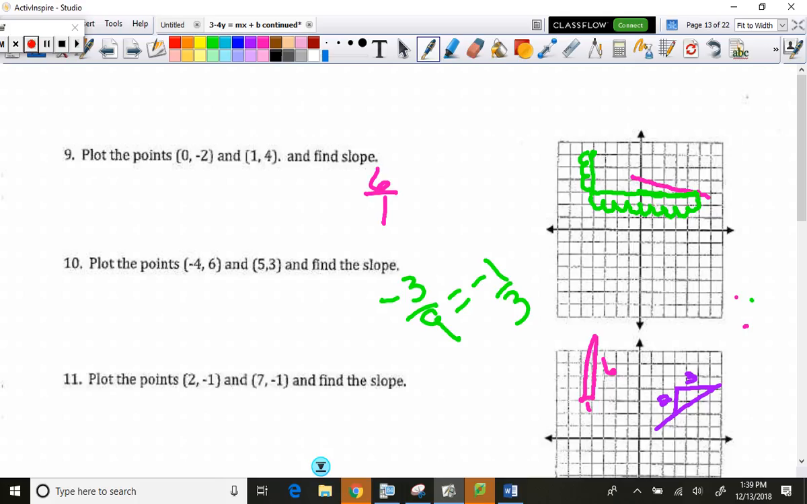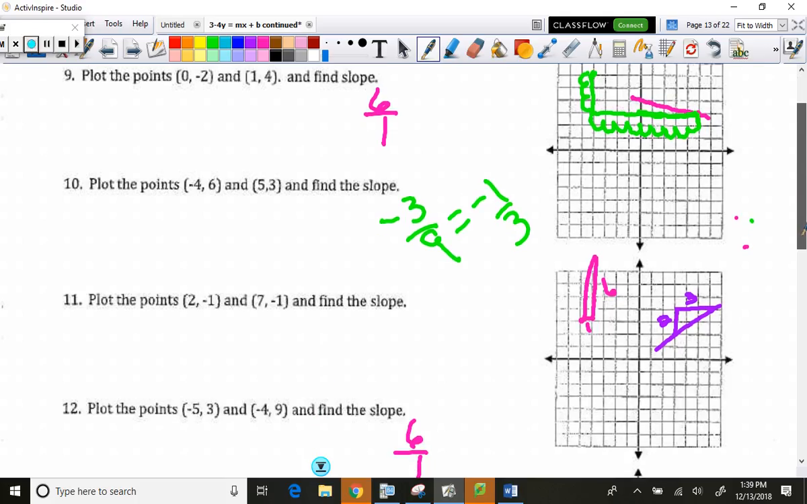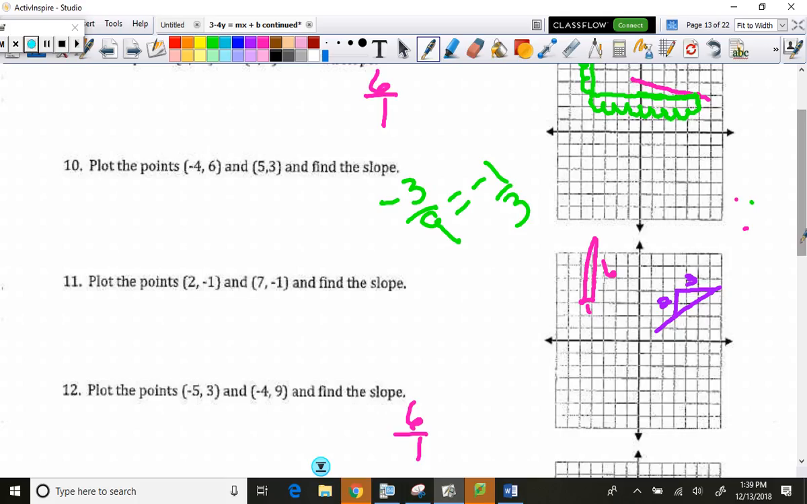Number 11 is a little bit tricky. Number 11, I'm just going to plot on that same grid up there, but I will use light purple. So it's 2, -1, and then 7, -1. Right there. Notice that this is one of our horizontal lines like we had last night. You need to remember that a horizontal line we can make into the letter Z for zero. So the slope for number 11 is 0.